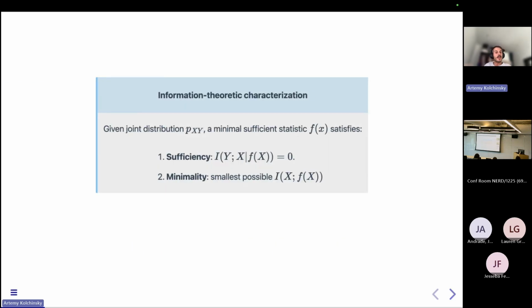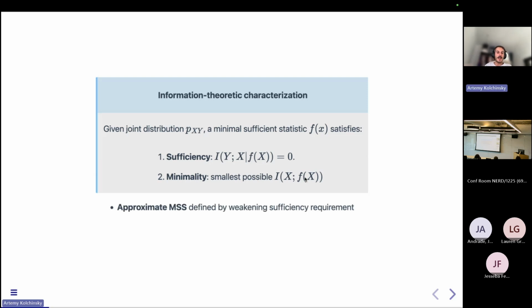There's also a different information theoretic characterization of minimal sufficient statistics that will be useful for our purposes. Basically, we can equivalently say that a minimal sufficient statistic satisfies two properties. First, the conditional mutual information between X and Y, given that statistic, vanishes. So again, it captures all there is to know about Y in X. And minimality now has a somewhat simpler form: it achieves the minimal mutual information between the input and this deterministic function of the input.